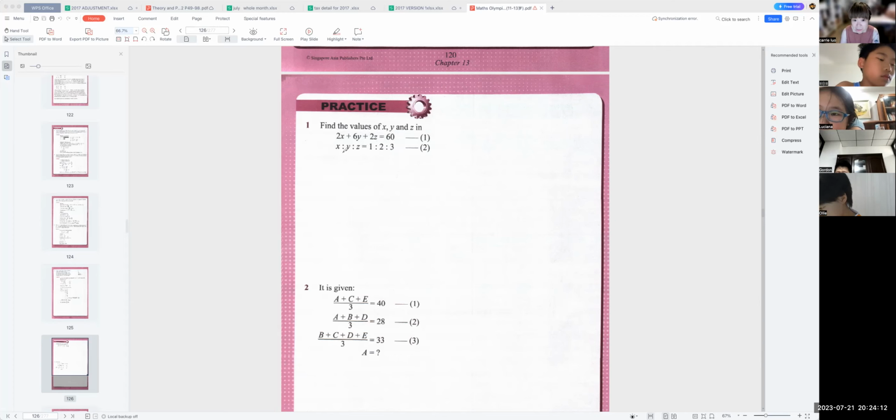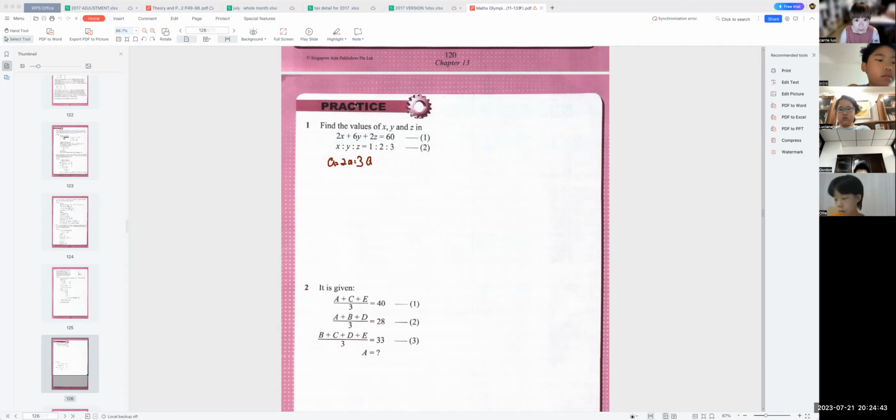Okay, so Luciana, let me ask you. x to y to z equals 1 to 2 to 3. What does it mean? That means which one is the smallest, which one is the biggest? Can you tell me? X is smallest, Z is biggest. Very good. So if I think x is a, can I say y is 2a and z is 3a? Can I say that?